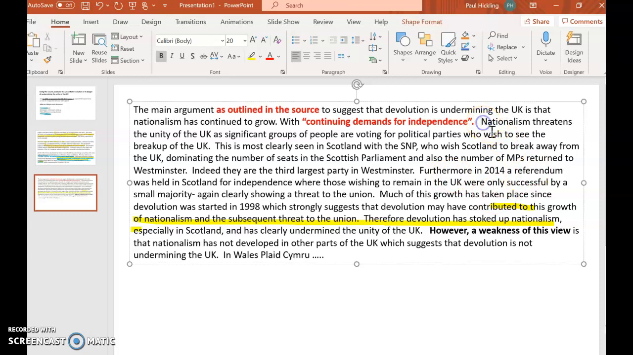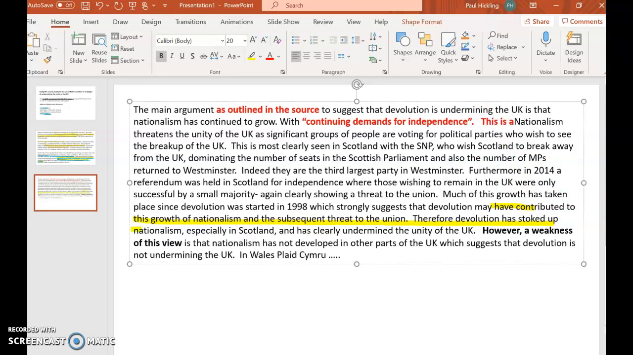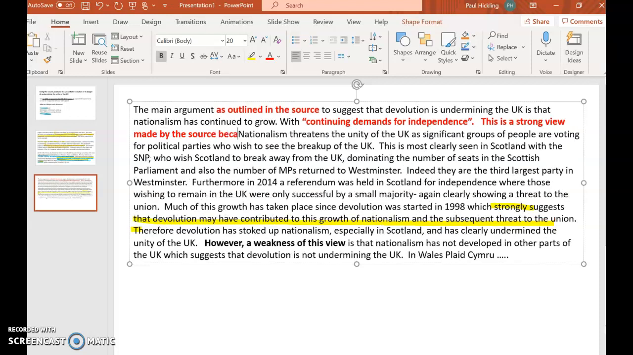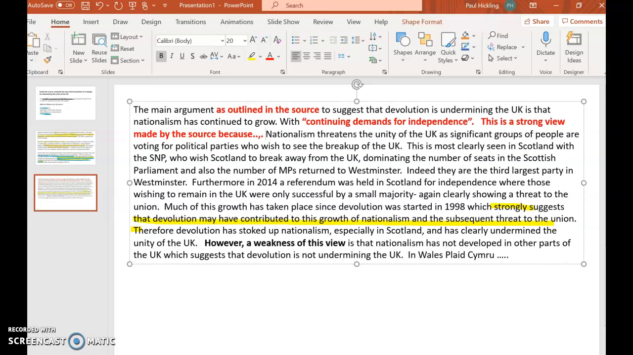I would then say this is a strong view made by the source because, and then I'd do my paragraph as I would do it normally. This is a strong view made by the source because nationalism, this is what I said before, threatens the UK, unity of the UK, as significant groups of people have voted for parties outside the UK.